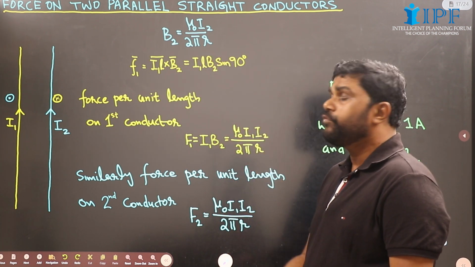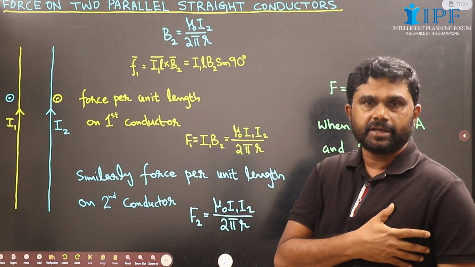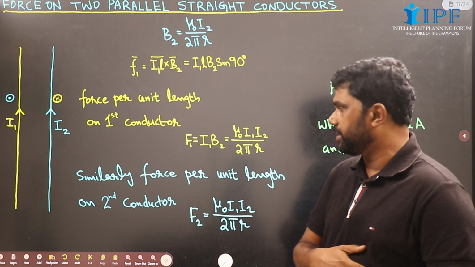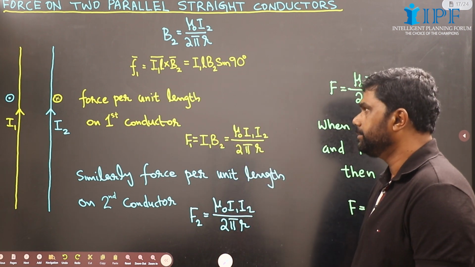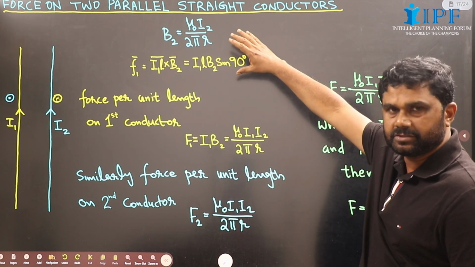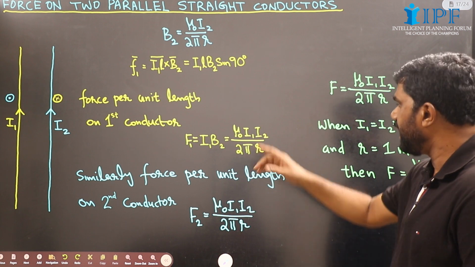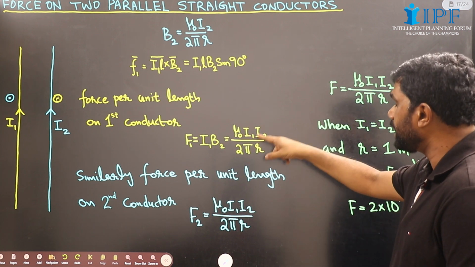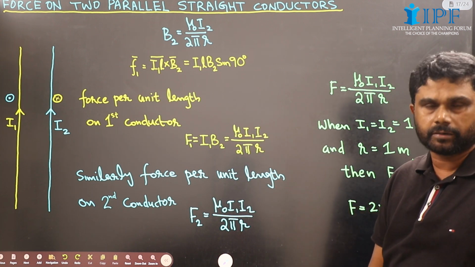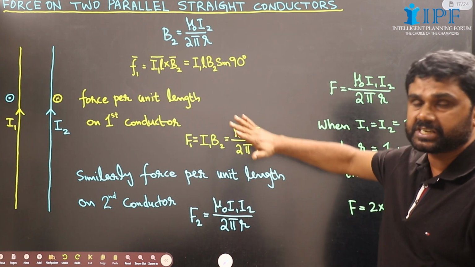Now what would be the force per unit length of the first conductor? It is represented by capital F1 and it is equal to I1 B2, because it is to be divided by L. This is the force on L length, so force per unit length will be divided by L. So we will get F1 equal to mu 0 I1 I2 divided by 2 pi r. This is the force per unit length of the first conductor.